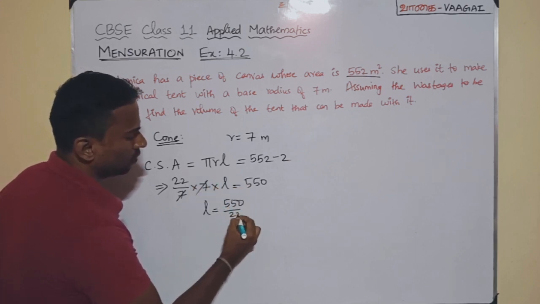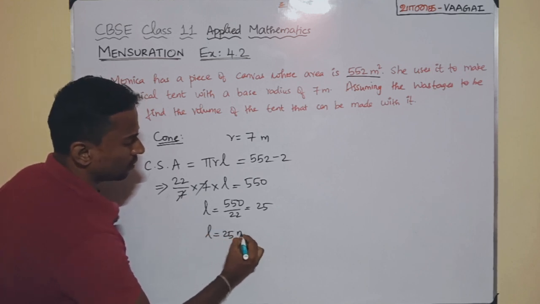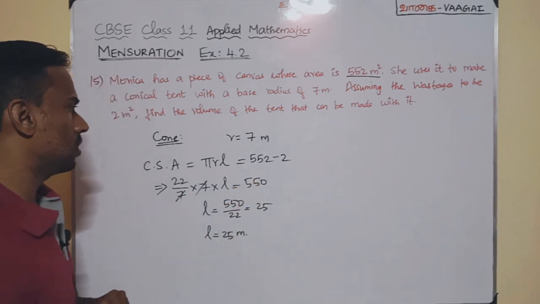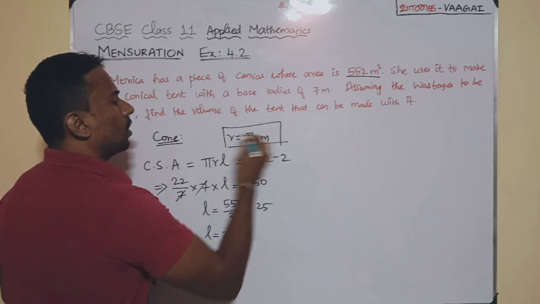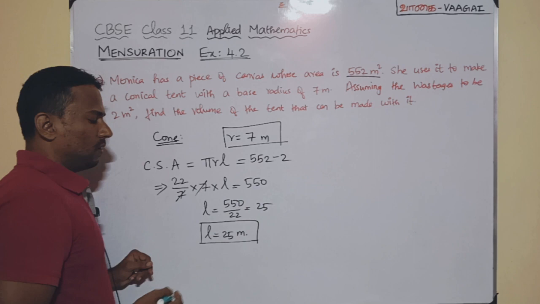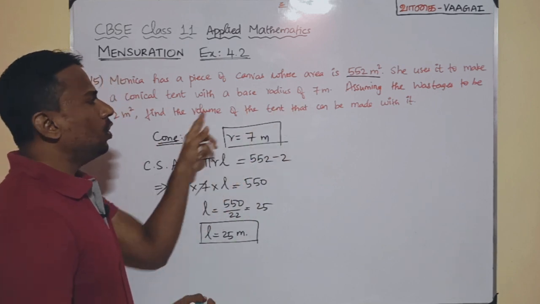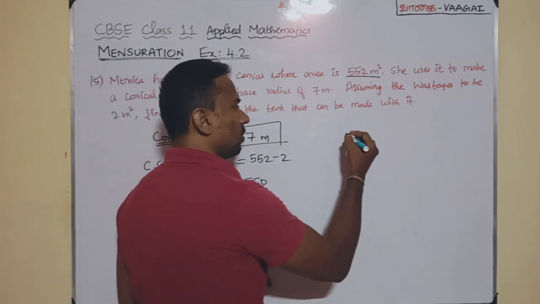550 by 22 will give me 25. So I got L to be 25 meters. Success. So already our radius is 7 meters and now we got L is 25 meters. Now we need to find what? We need to find the volume of the tent. That means we need to find the volume of the cone.